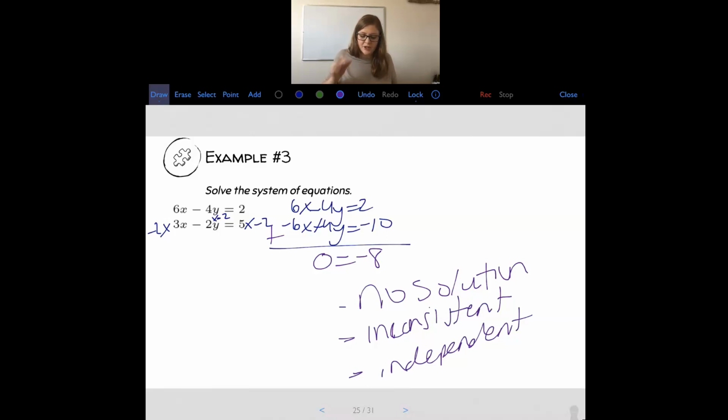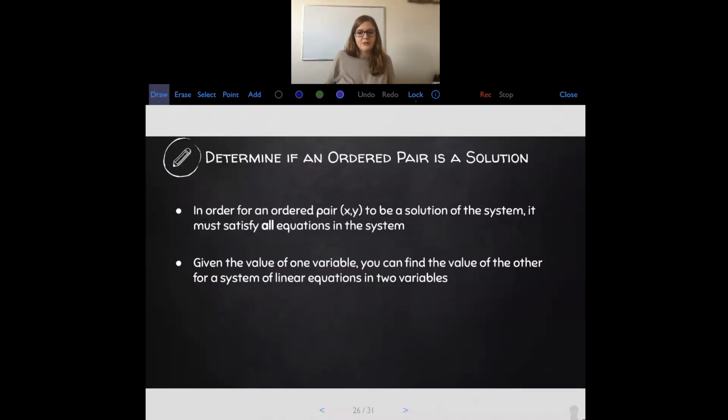Okay. So determining if an ordered pair is a solution. In order for an ordered pair, x comma y, to be a solution of the system, it must satisfy all equations in the system. So when you plug in x and y into the equation, it should be true for all of the equations in the system. And then if you're given the value of one of the variables, x or y, you can find the value of the other for the system of linear equations in two variables. So let's see what this looks like.